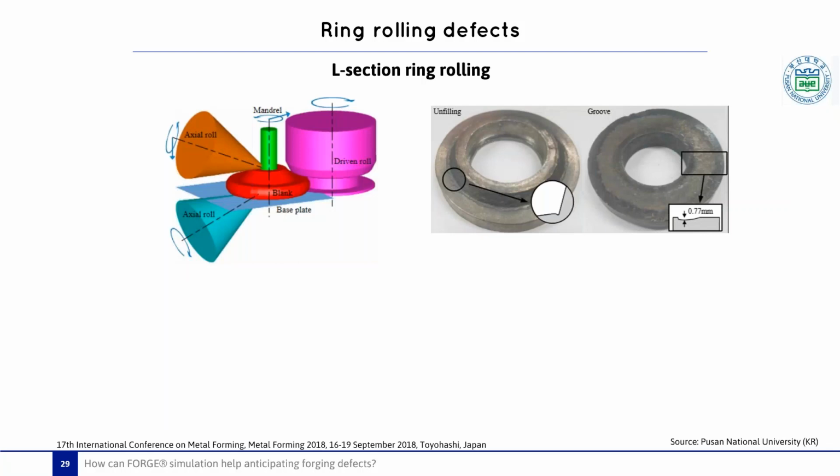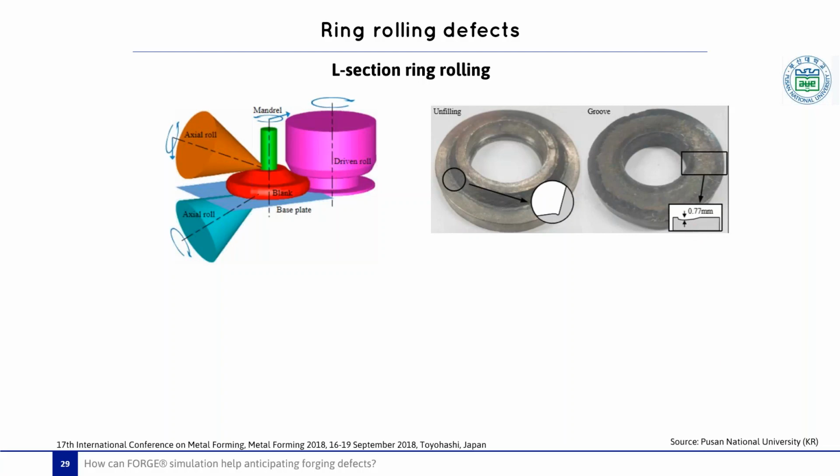Now let's talk about another process, the ring rolling. Let's check defects that may appear in ring rolling. Here we have an L-section ring rolling case that is provided by Pusan National University, and that is described in the following article. If you need more information, I invite you to read this article. The aim of the study was to detect and improve the defect that appears during the L-section ring rolling process. The major defects that occur during this process are the unfilling, as well as the groove that appears on the bottom of the part.